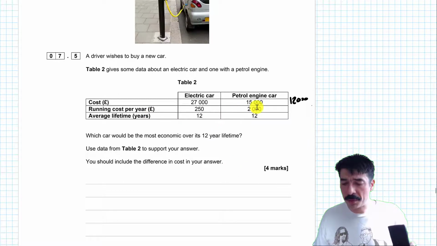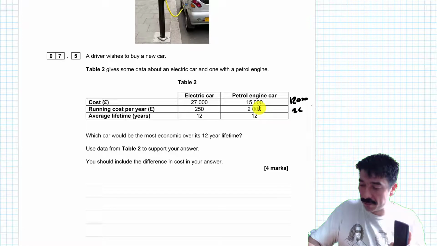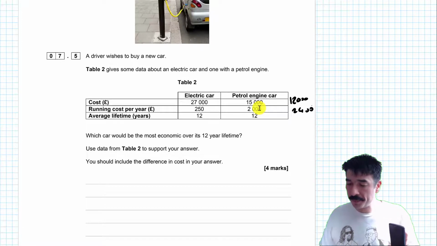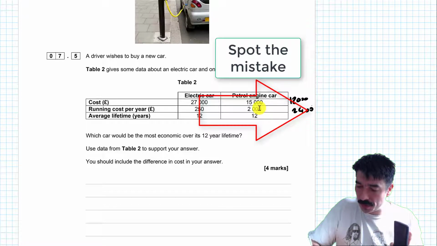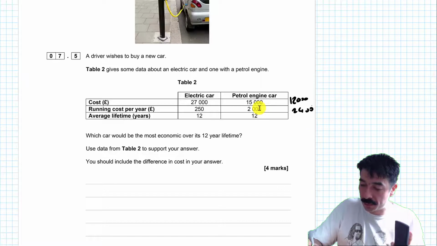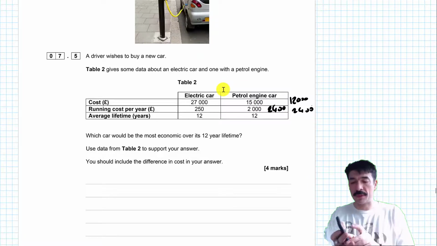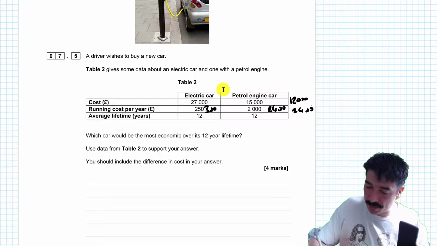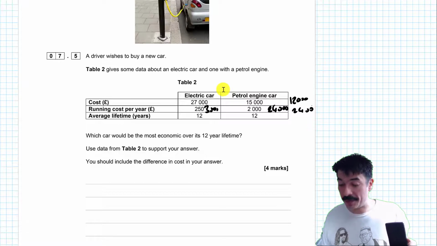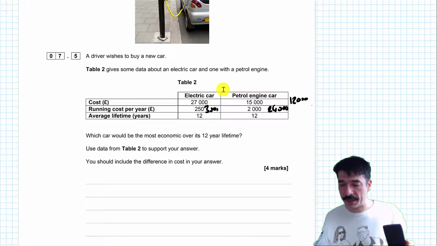Now, over 12 years, how much would you spend on running costs? So 12 times 2,000 is going to be £24,000, right? This is 12 times 2,000. So that's how much this would cost for 12 years. It would cost £24,000. This one, the running cost, is 12 times 250, which would only cost £3,000. I've missed a zero off. Okay, so that's quite a big difference.